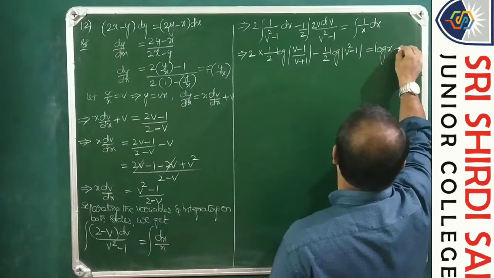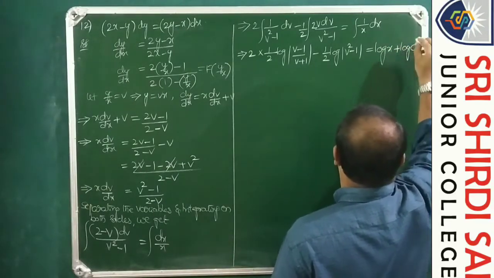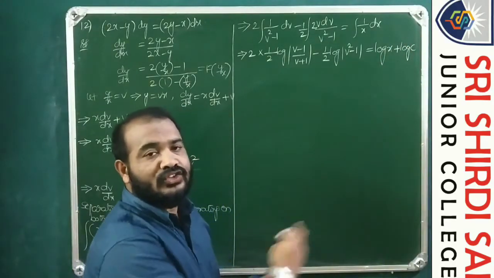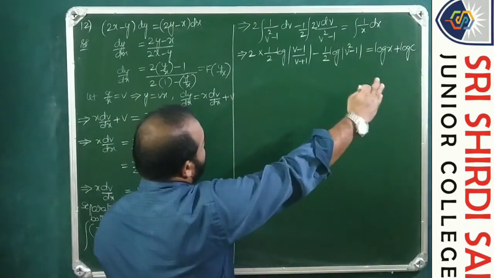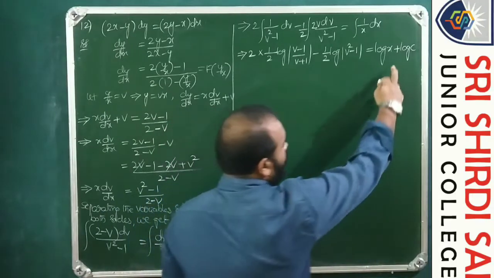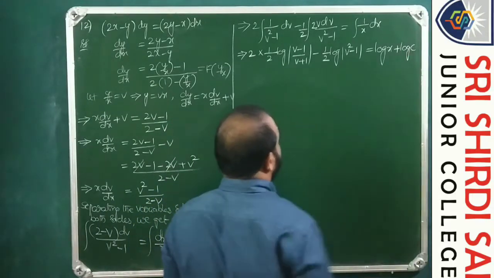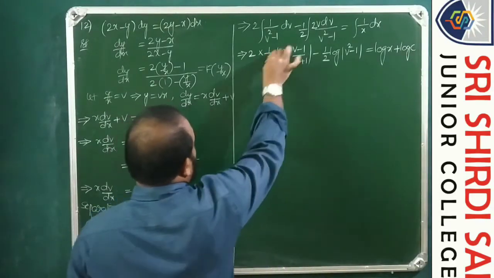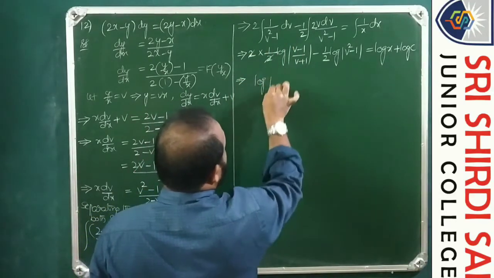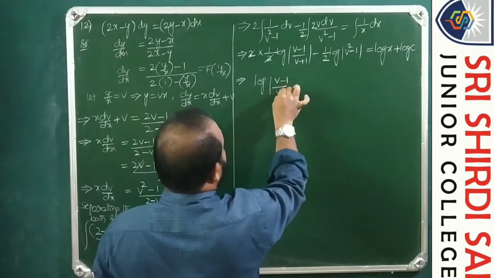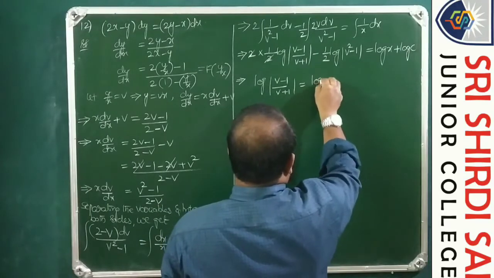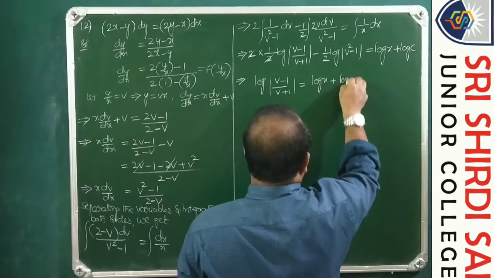plus log c. Since the process of integration is over, c is to be added, and since everything is in terms of log, that's why I have taken log c. The 2 gets cancelled, so log of (v minus 1) by (v plus 1) is equal to log x plus log c.